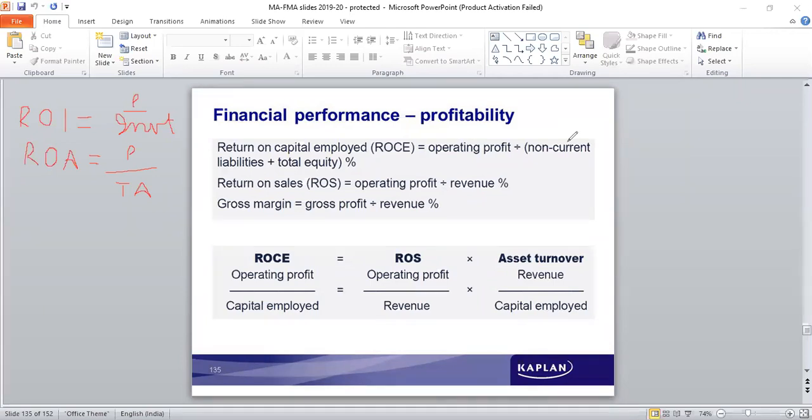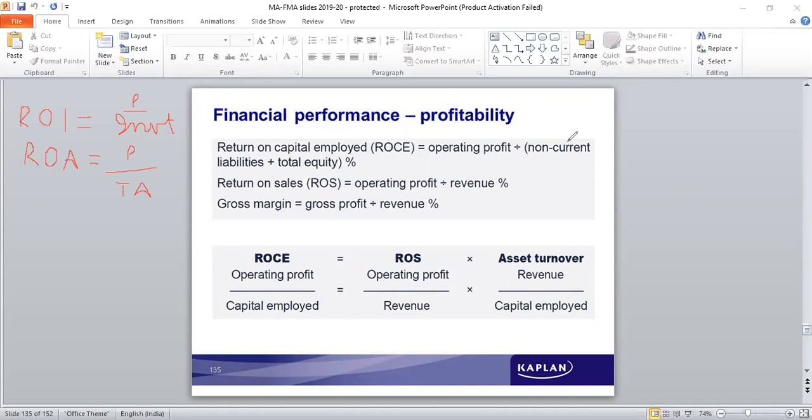Then this ROCE can be elaborated. So the formula says operating profit divided by the total liabilities, the total capital employed. That is the debt liability and the equity liability added together, non-current liabilities. Done. The formula numerator is operating profit, denominator is capital employed. Done.